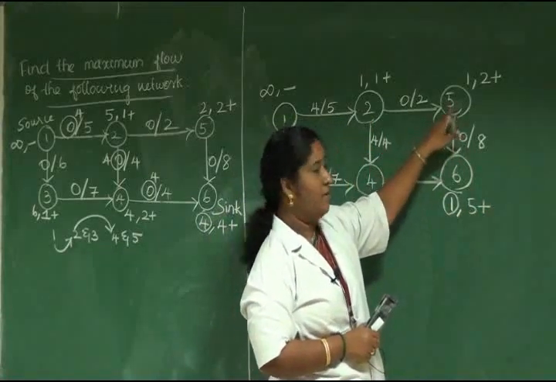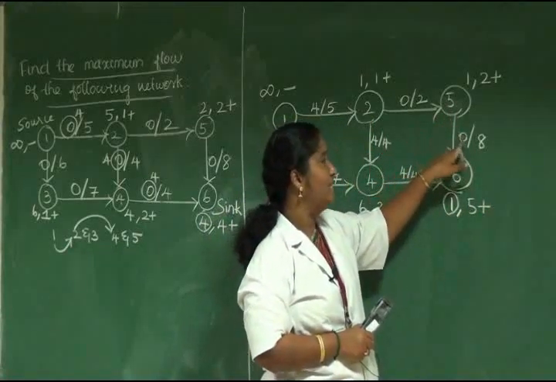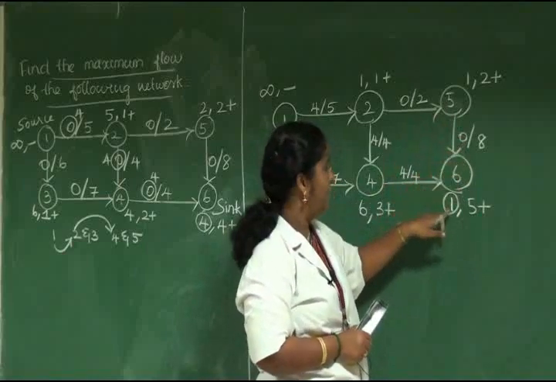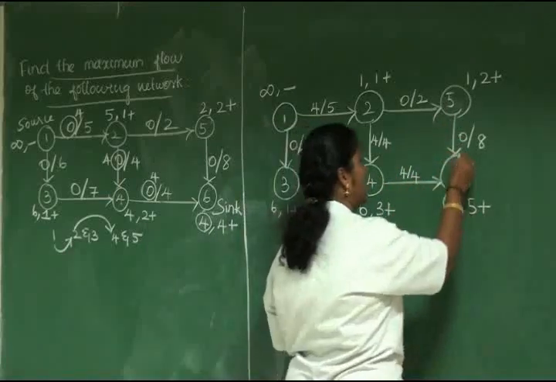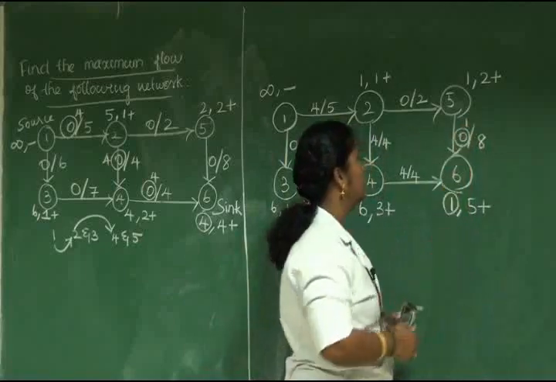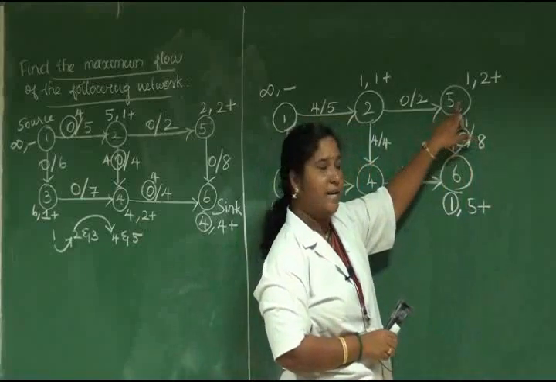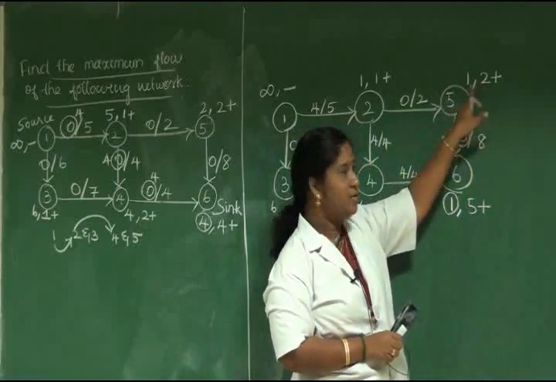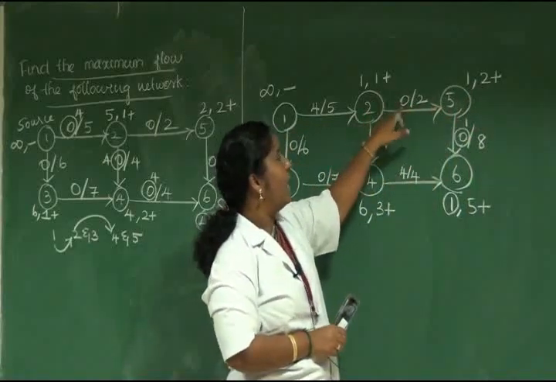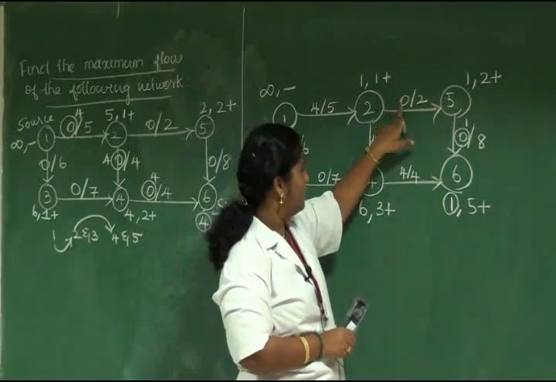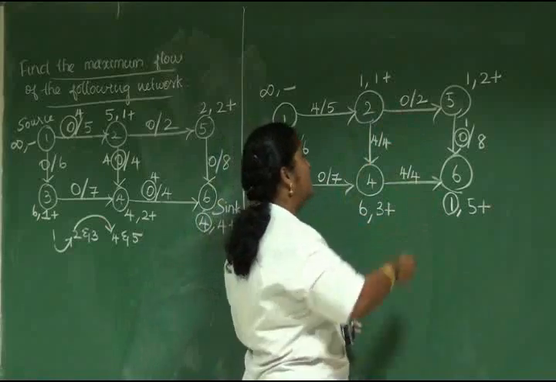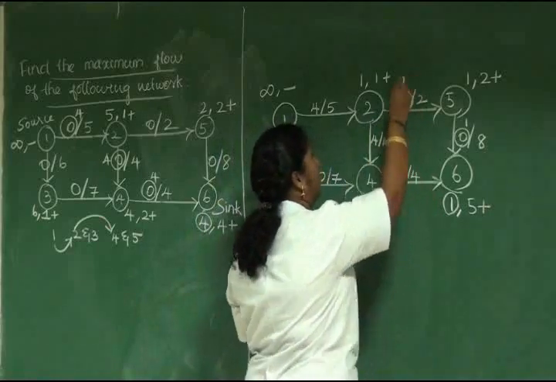So you have to go to vertex 5. Here the flow value is 0. This 0 should be increased by 1. So this 0 becomes 1. Now this becomes your current vertex. So here the second label is 2 plus. So you have to go to vertex 2. And here the flow value is 0. It has to be increased by this 1. So the 0 becomes 1.